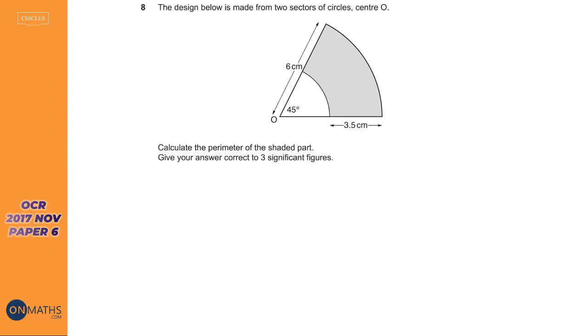Alright, so we've had 2 questions on area. It's only fair that we look at circumference and perimeter. So this OCR question asks us to find the perimeter of the shaded part.